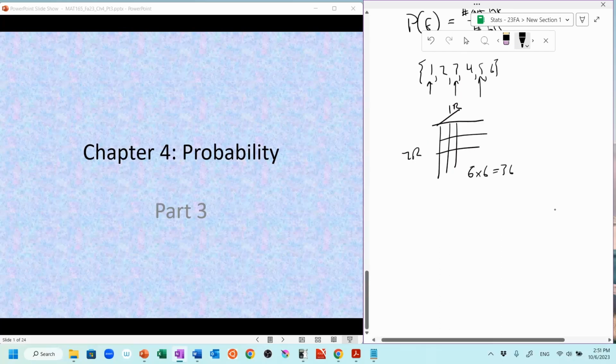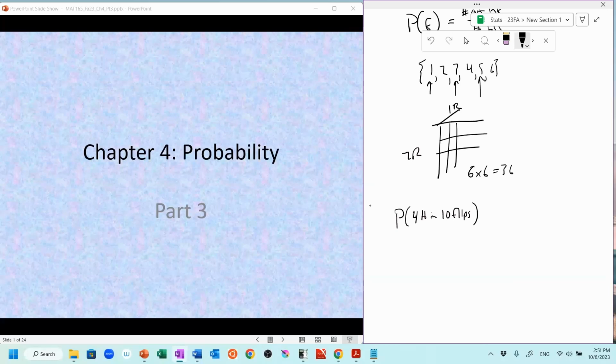But we could imagine an event in something like that, like the probability of 4 heads in 10 flips. Maybe we can work out the size of the sample space, but what's the number of outcomes in this event?